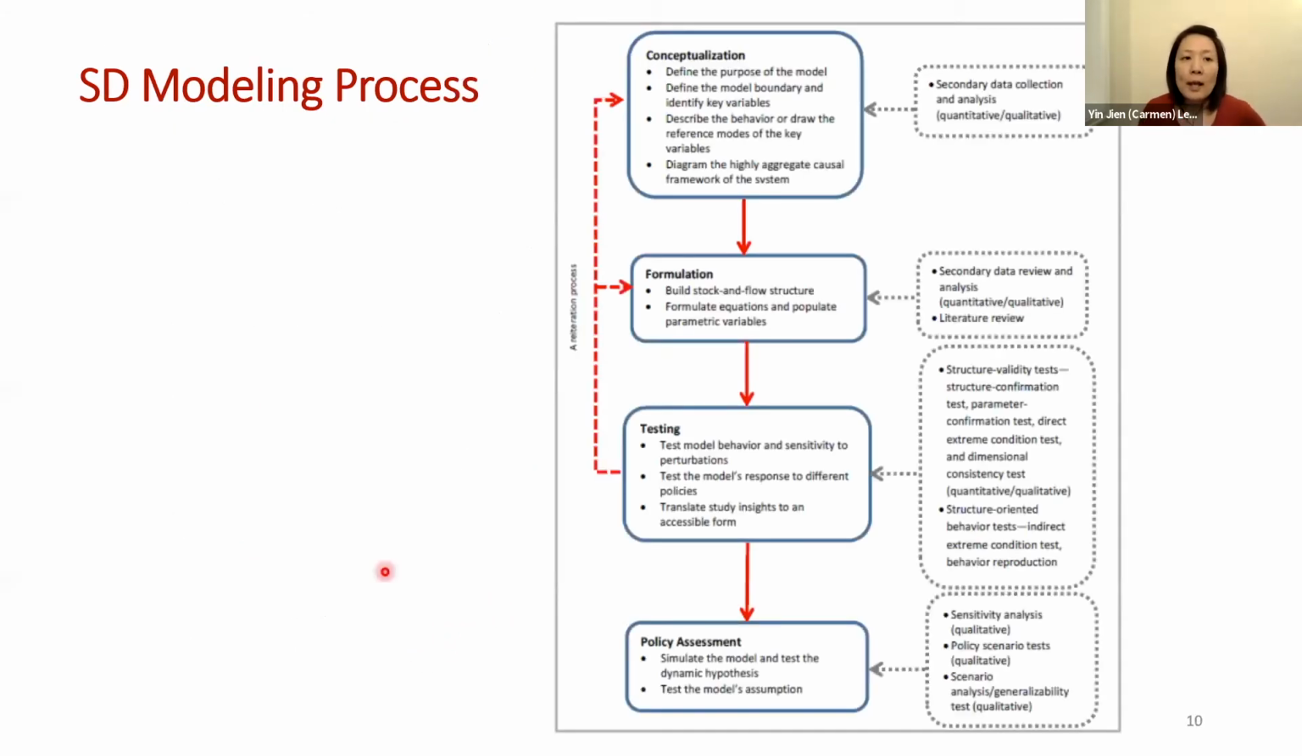At the broadest level, SD modeling can be divided into 4 stages. The whole process is highly iterative, especially from the conceptualization to the formulation and testing. Only when we have gained enough understanding and confidence in the model will we move on to policy assessment and to design new policy or programs to improve the system behavior.